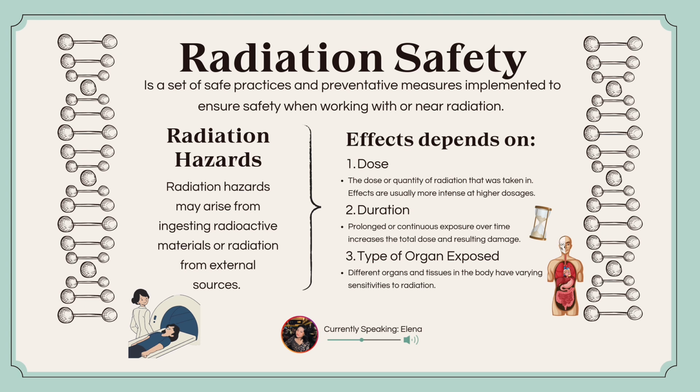The effects of radiation depend on the dose, duration, and the type of organ exposed. For the dose or quantity of radiation that was taken in, effects are usually more intense at higher dosages. For the duration, prolonged or continuous exposure over time increases the total dose and resulting damage. And lastly, for the type of organ exposed, different organs and tissues in the body have varying sensitivities to radiation.